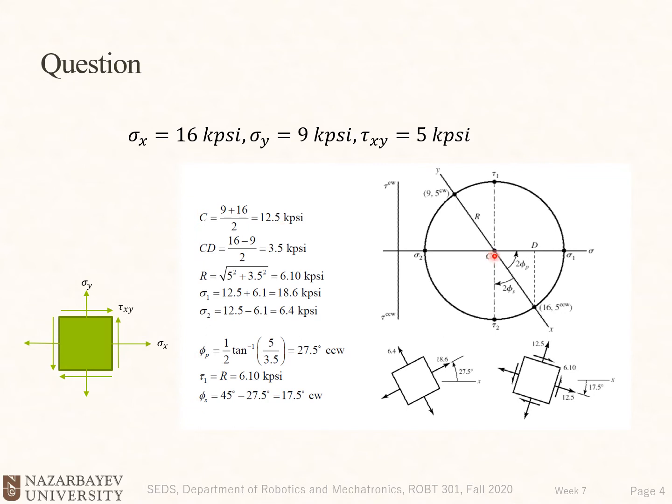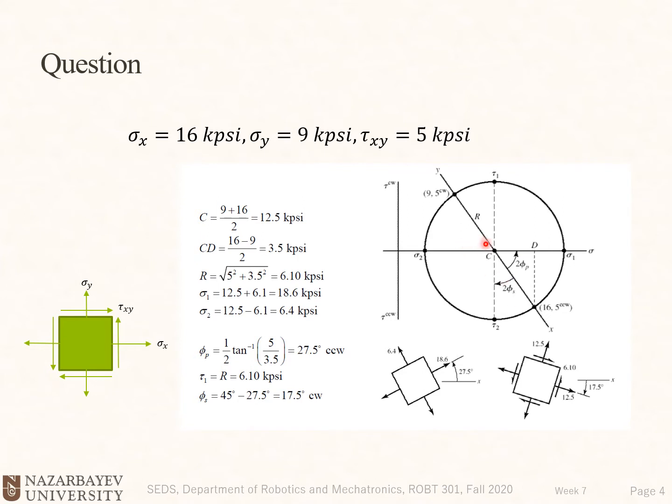Next we could find the CD distance here, okay, which is 16 minus 9 divided by 2. Okay, so see the difference between these two. One has plus, the other one has minus. Okay, so C and CD. Now we have the CD.